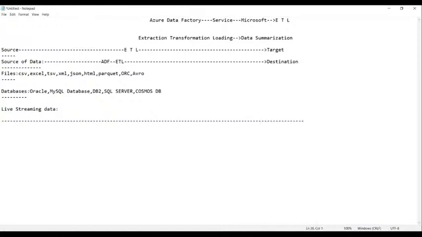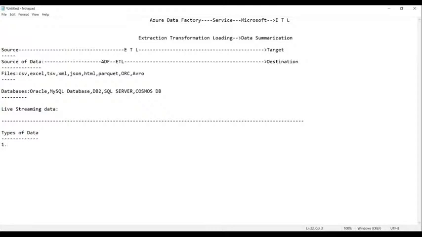Okay, types of data. Now the data, whatever we get, we know from what sources we get the data. But now let us try to see what is the type of data? The following are the types which we can find.